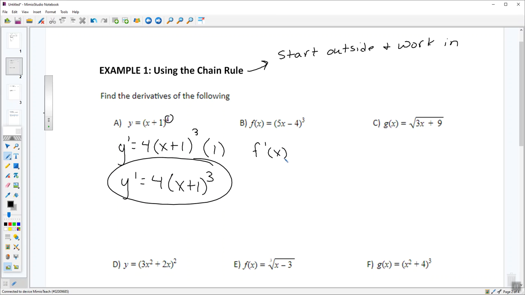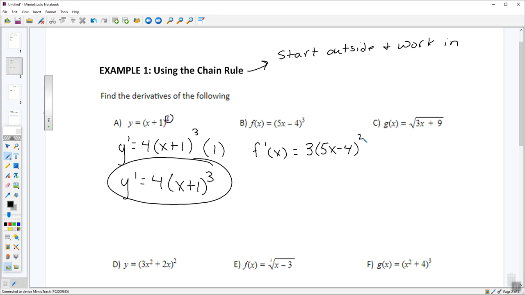At least start me. What am I doing here? 3's going out to the front. So we have the quantity 5x minus 4 to the 3rd. Where's that 3 going? To the front. 3 times 5x minus 4. Power? Squared. All agree with Ellie? Yep. Okay.